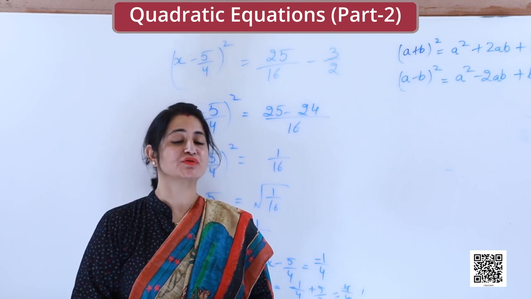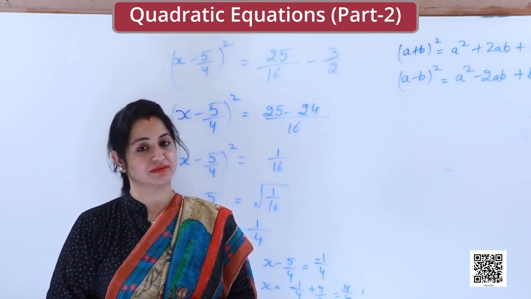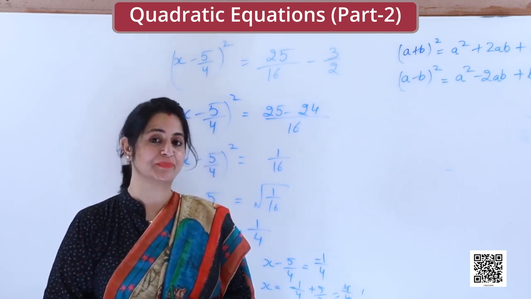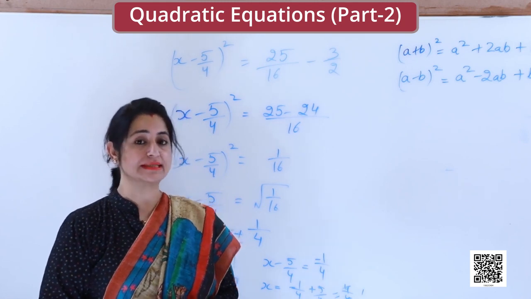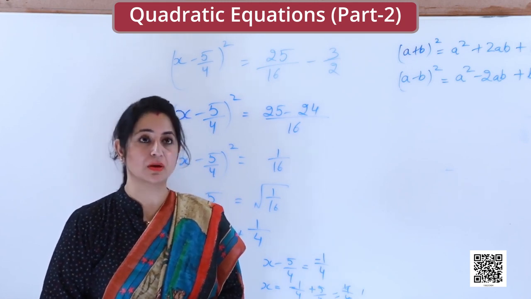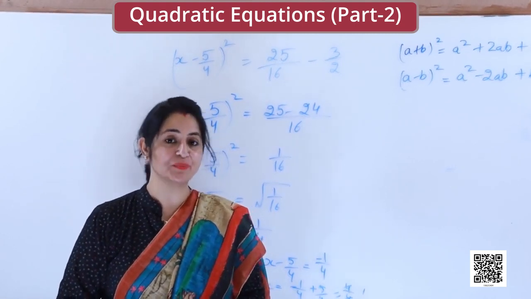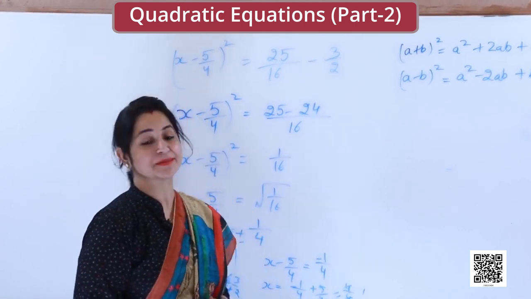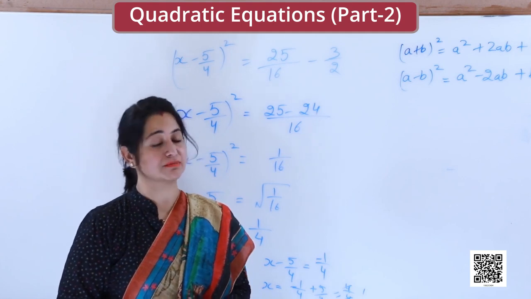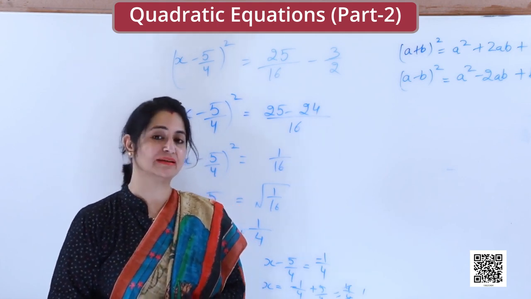So children, this was the method of completing the squares. I hope you have understood it. There is one more method that is called the discriminant method or the quadratic formula. But that one we will do in the next part. Till then, keep on practicing this and try to solve all the sums from your book. And we will meet in the next part.